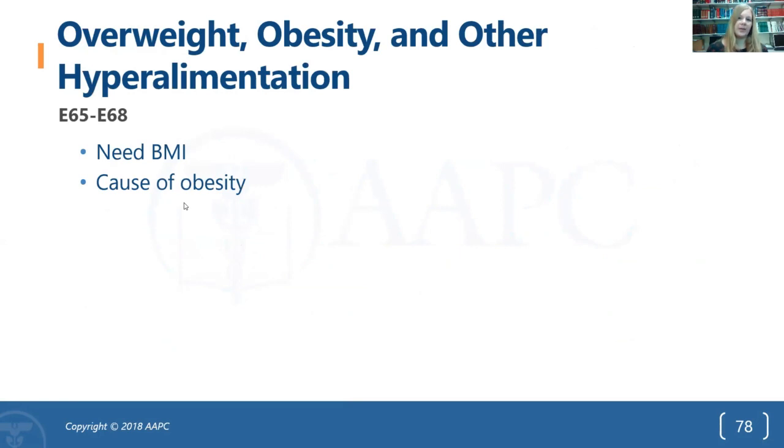Utilize the codes for obesity and BMI if they're documented. If no cause of obesity is indicated, the default ICD-10 code is E66.9, obesity unspecified. The provider does have to document obesity. It can't be assigned just based on the BMI alone.